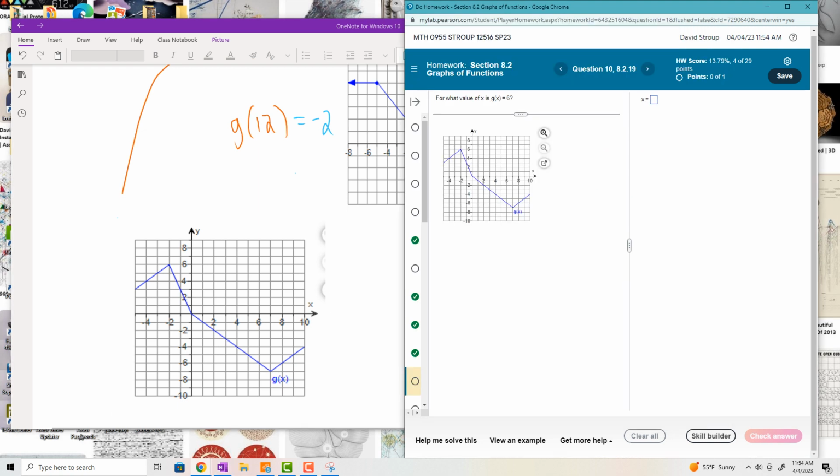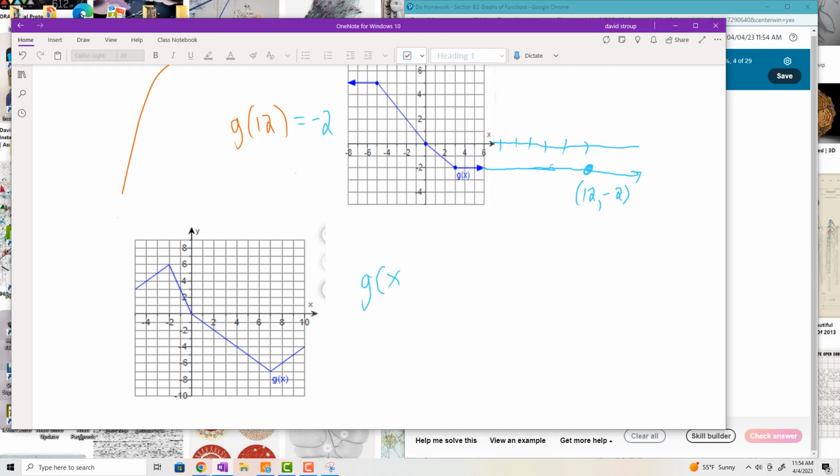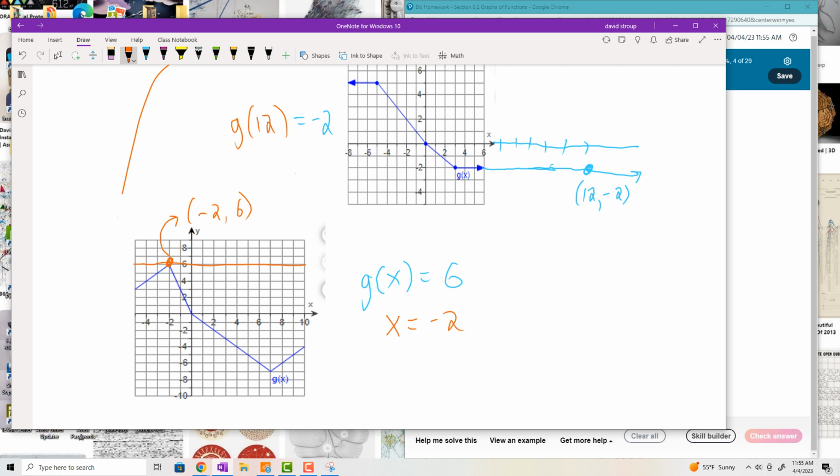So the question for this one, for what values of x is g of x 6? So you want to find the x values now that give you the output of 6. So 6 is right here. Anything on that line would have a y value of 6. So there's that one point basically at negative 2 comma 6. So the x value there is negative 2.